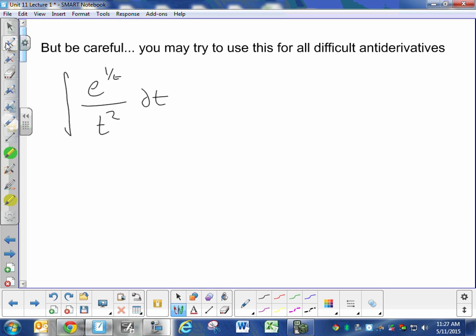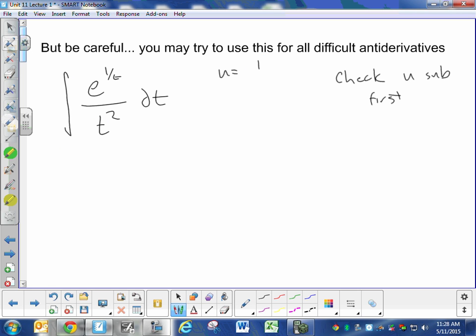You might see a difficult antiderivative. You might want to use UdV. Check U substitution first. And before you even check to do U substitution, try to simplify before that. In this problem, you might think UdV, but UdV actually makes things more complicated.